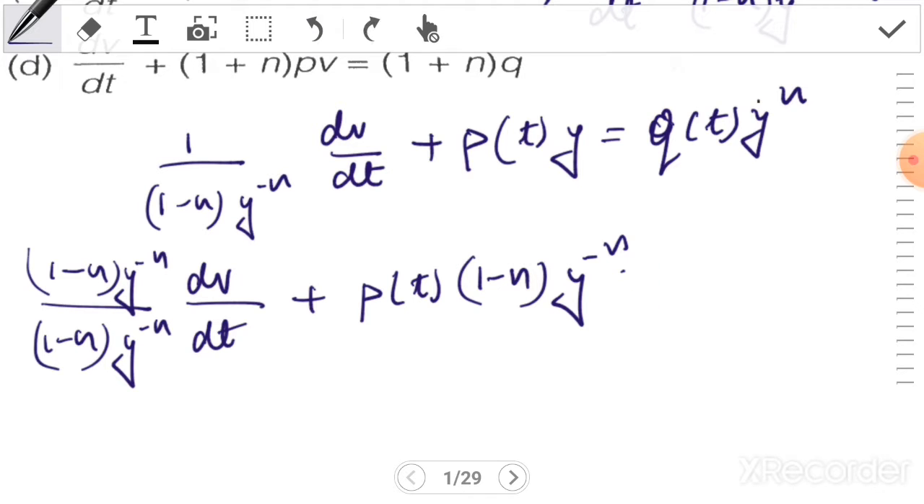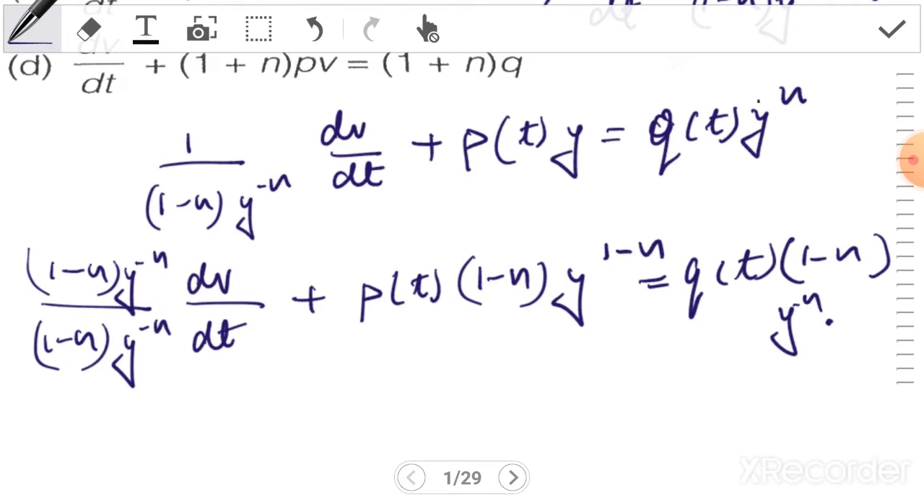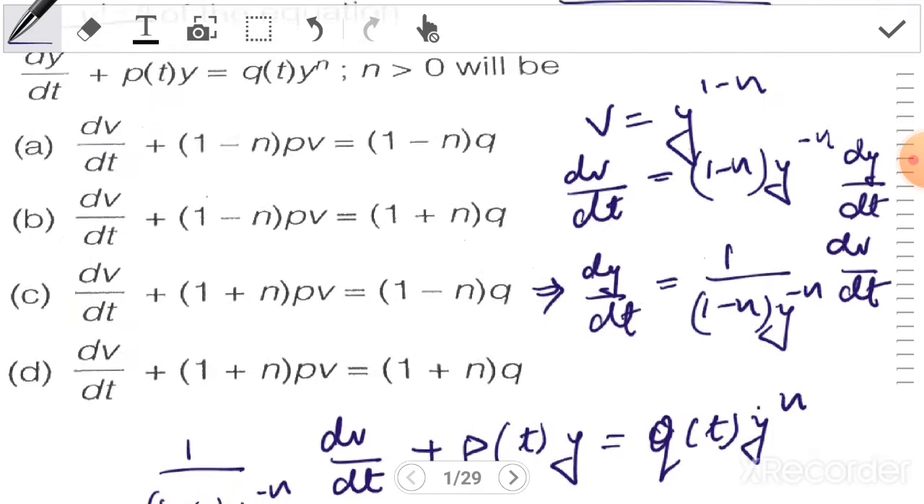or we can write this as 1 minus n is equal to q of t 1 minus n, and y power minus n into y power n, that will be cancelled.